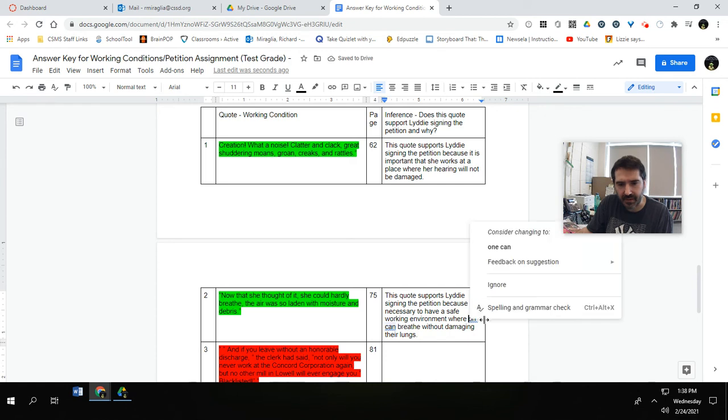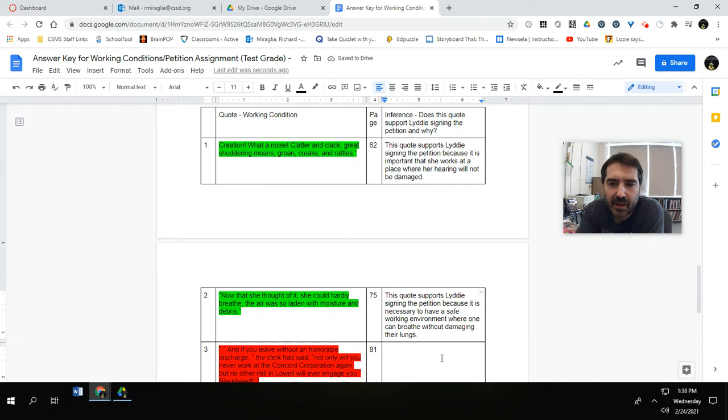I repeated that, and I had a typo there. That's why whenever you see blue highlighted, you need to go back and correct. But the quote is, or my inference is, this quote supports Liddy signing the petition because it is necessary to have a safe working environment where one can breathe without damaging their lungs.